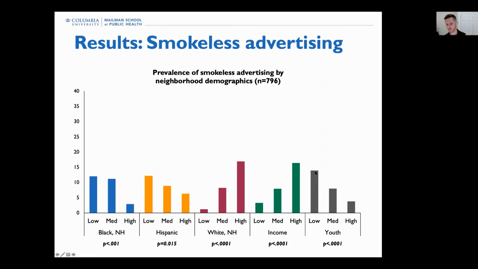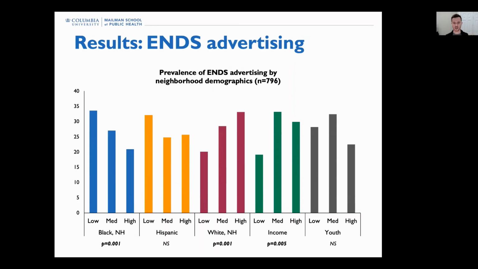Higher income neighborhoods actually had more smokeless tobacco advertising. In neighborhoods with a large percentage of youth, there was a lower percentage of smokeless advertising. And when we look at vaping products, we see those same exact trends as we did for smokeless, just more apparent because ENDS advertising was generally more prevalent.